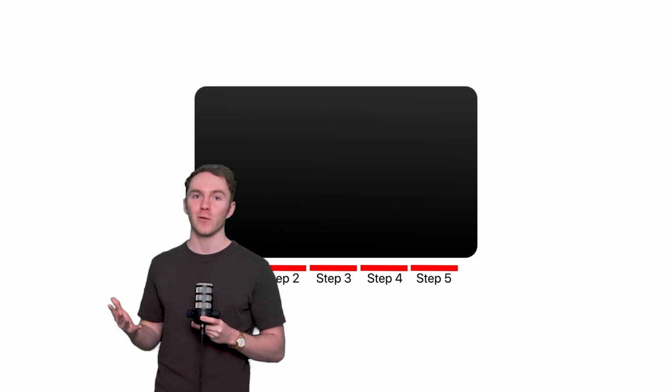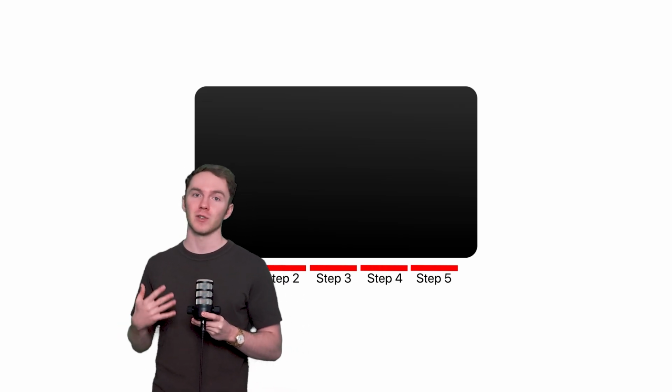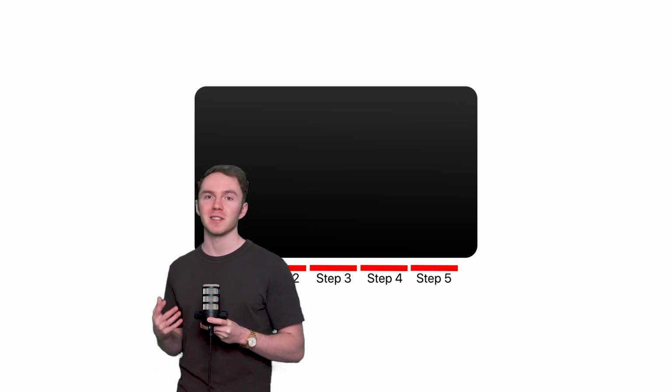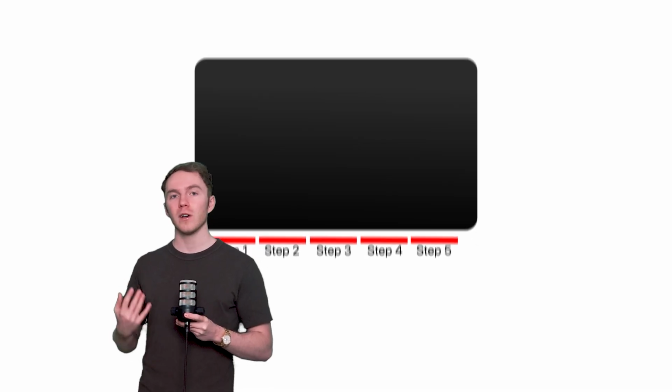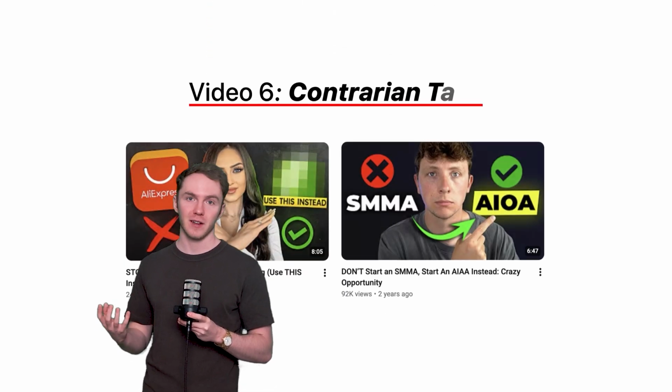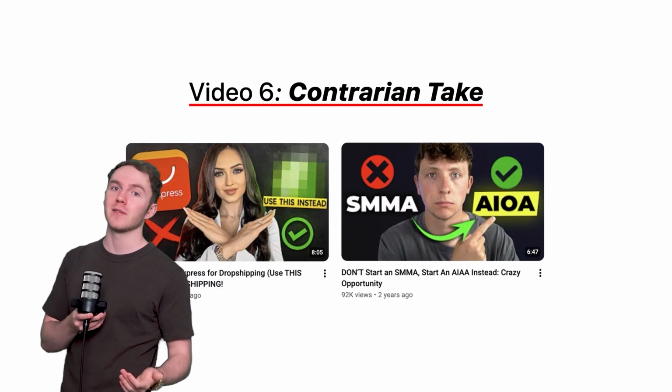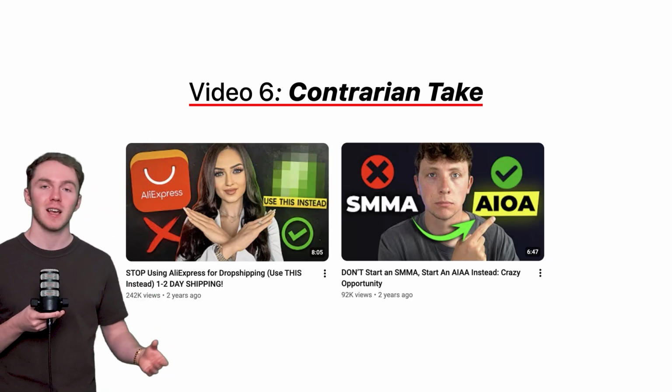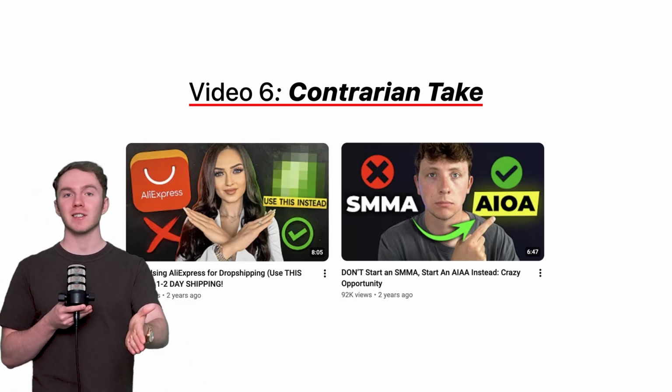System videos are powerful, but they rely on people already being interested in what you're talking about. So what do you do if your topic doesn't have that much demand yet? Well, you need to make a video called the Contrarian take. This is where you attack a commonly held belief and present a new position with evidence. The easiest way to do this is don't do X, do Y.